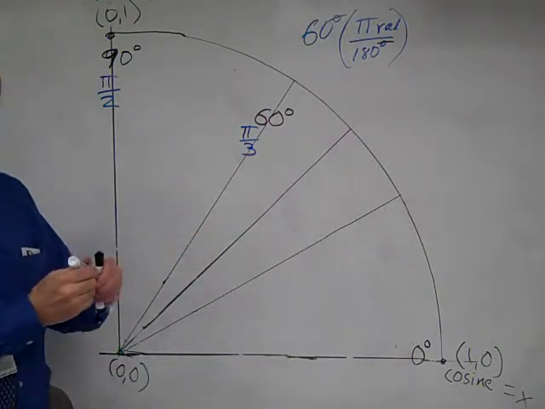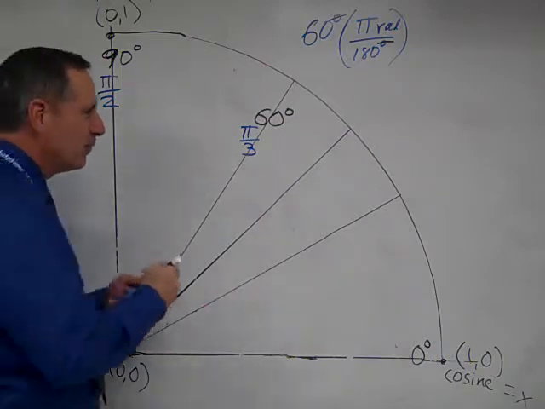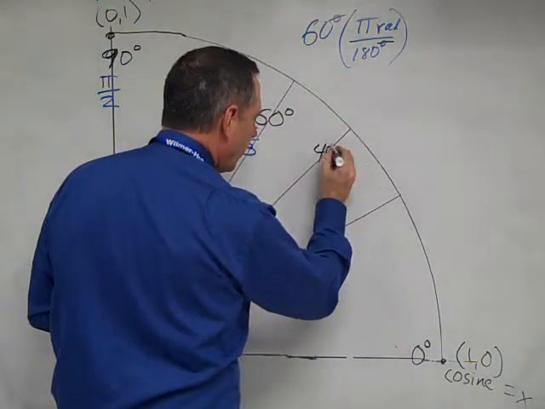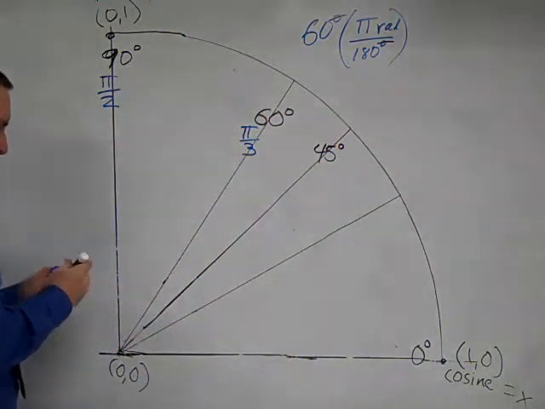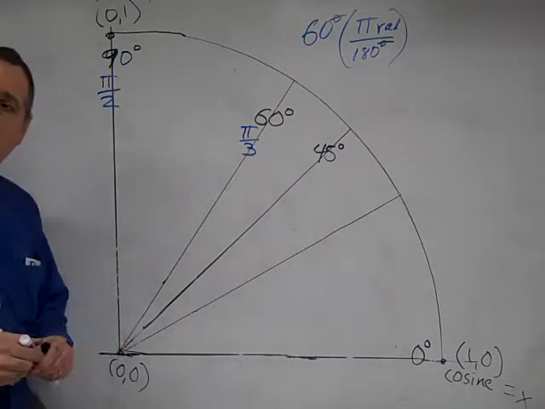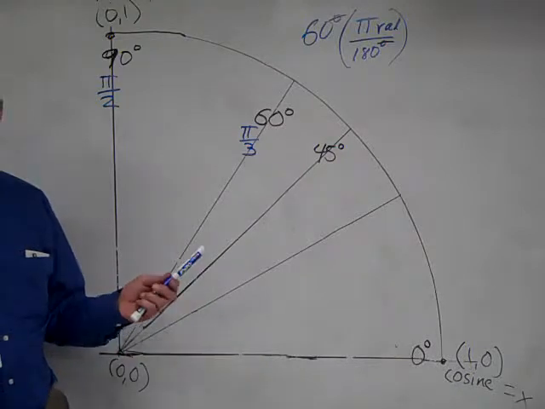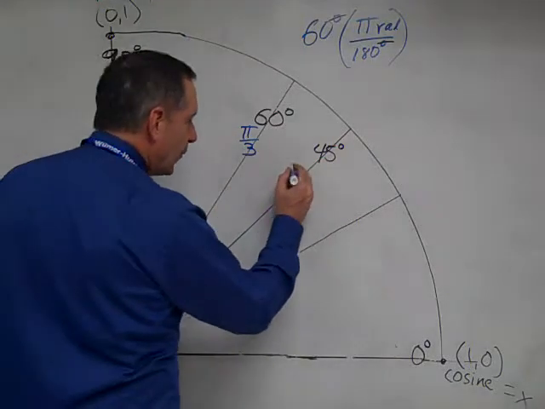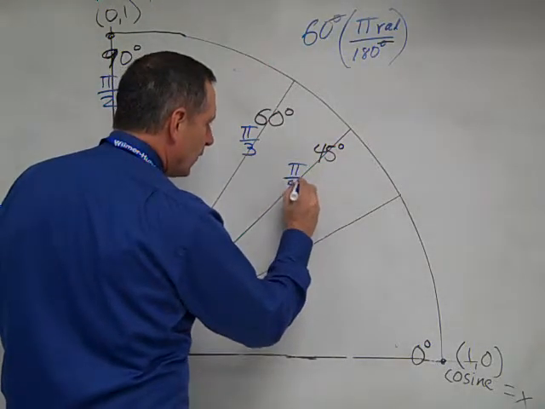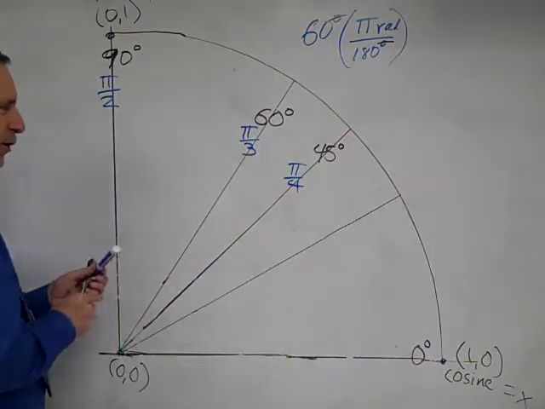Next, 45 degrees. What's 45 degrees going to be? Pi over 4. Okay. And finally, we have 30 degrees.